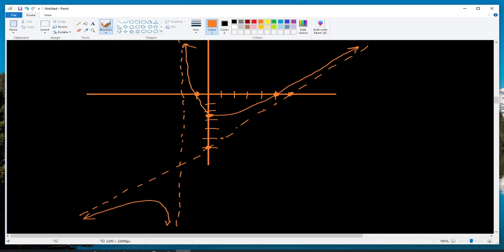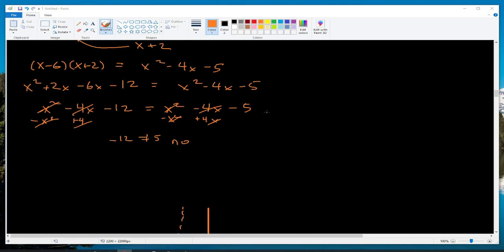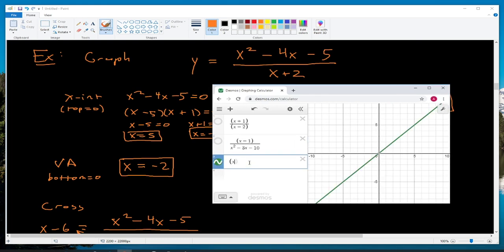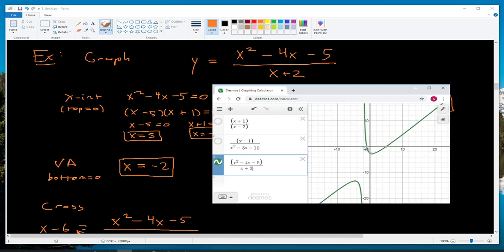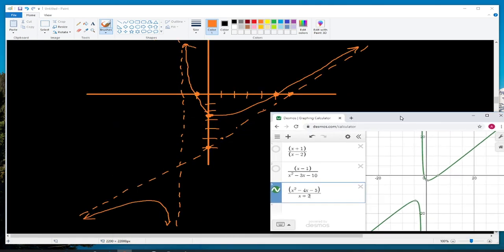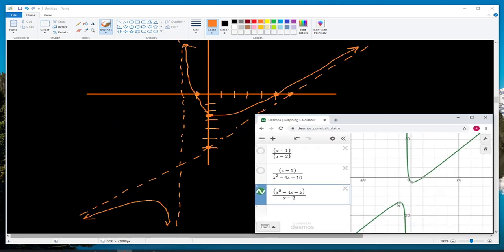Let's take a look at Desmos real quick just to make sure that we don't have any other mistakes with it like we did in the other one. So let's see here. We want x squared minus 4x minus 5, all that divided by x plus 2. And so that graph is looking like this. If we compare that to ours, they look pretty similar. This turnaround actually occurs at a slightly different point, a little bit further down. But everything looks like it's lining up pretty well.